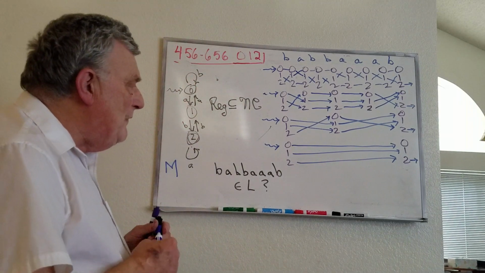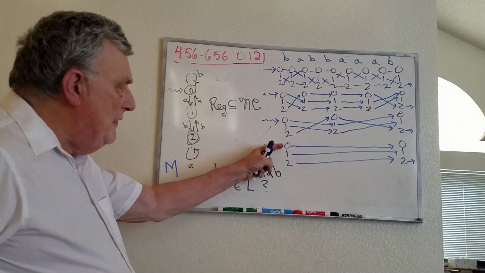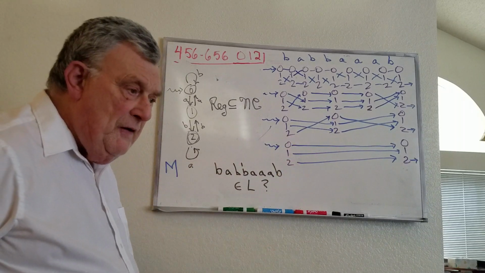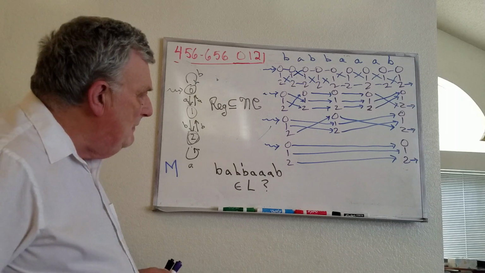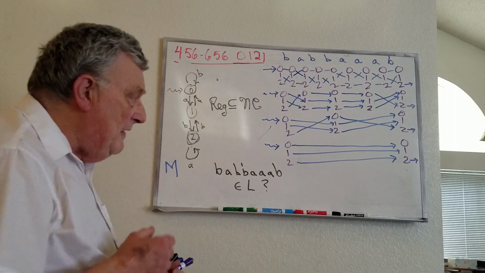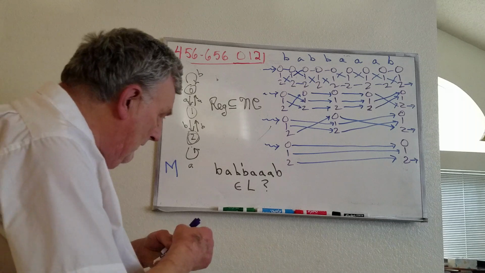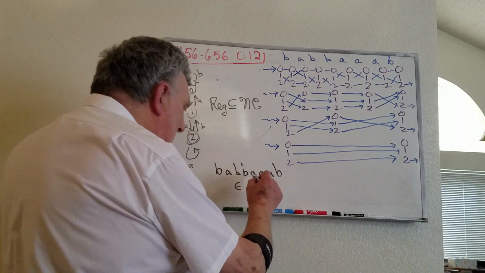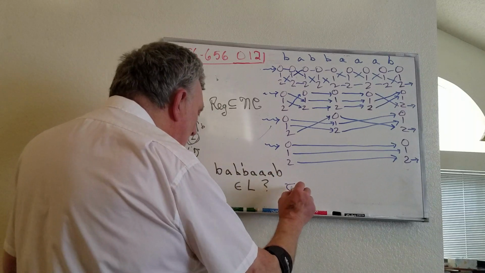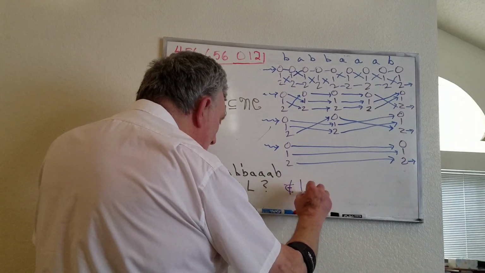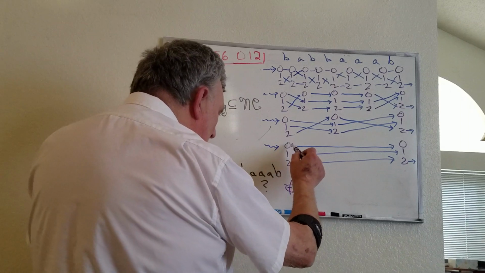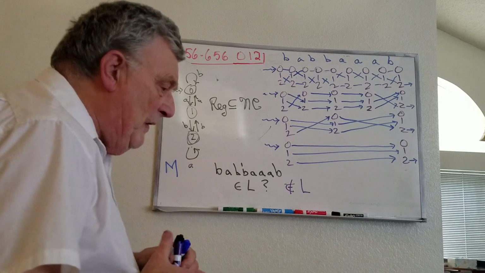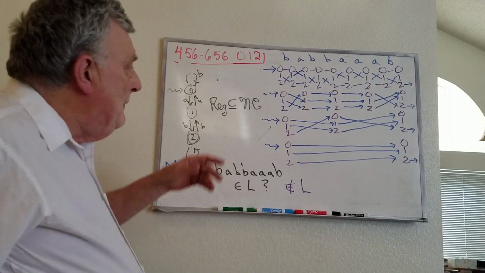Now we observe that if we start at 0 in layer 0, we get to 0 in layer 8. And therefore, that's not the final state, so we can conclude that this particular string, BABBAAAB, is not a member of L. We could, on the other hand, if we had an arrow this way, we would conclude that it is a member of L.